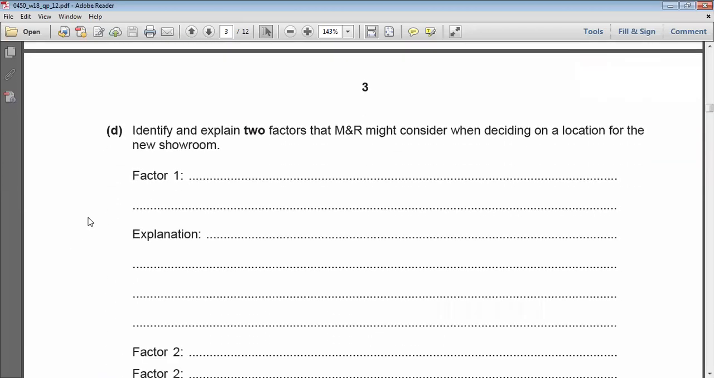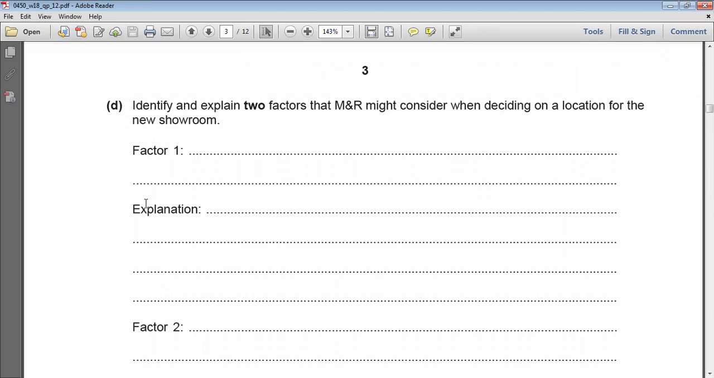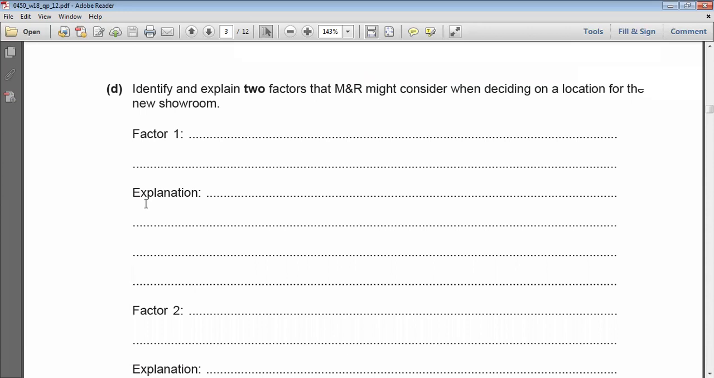Question D, identify and explain 2 factors that M&R might consider when deciding on a location for the new showroom. Because this topic has not been discussed before, so I will just inform. Let's say factor 1, when they want to decide location for the showroom, they need to consider availability of labor or availability of worker. Factor 2, the cost. Let's say the rental cost.